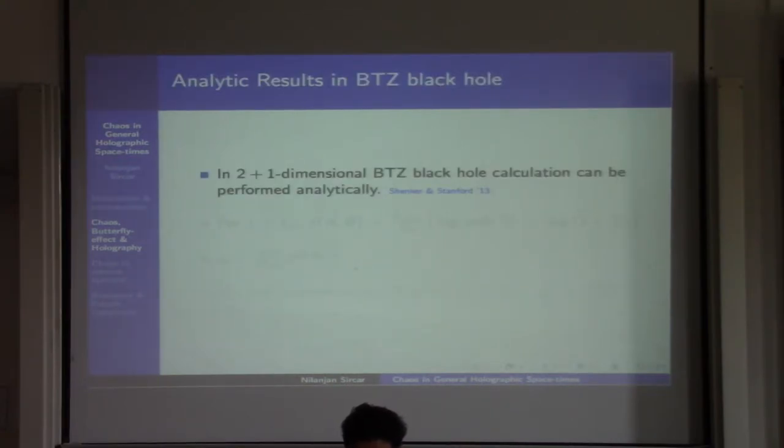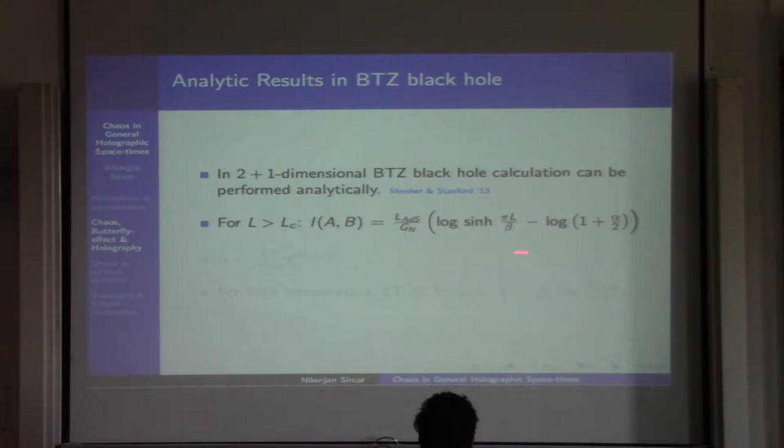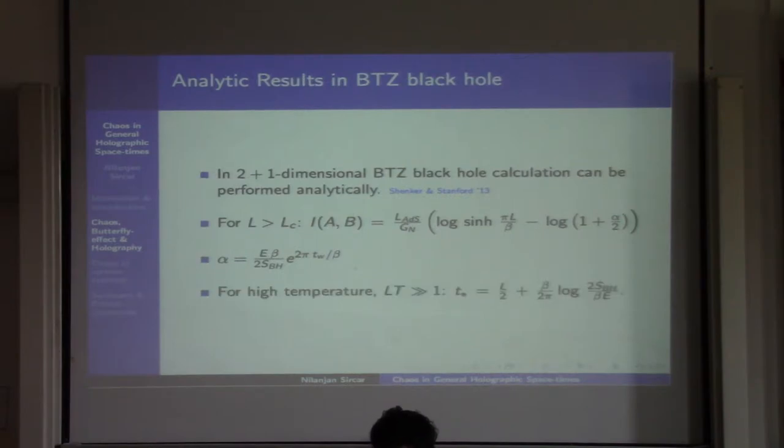So just to show you an analytical result which was calculated by Shenker and Stanford in this BTZ black hole, the mutual information just looks like this. You can calculate it analytically. This is coming from S_A and S_B, which is just a function of length, and then you have this piece which is dependent on alpha, and alpha in this BTZ geometry is just given by this. E by E is initially what I was calling delta M, where E is the energy of the shock wave. You can calculate when this is zero, at least in the limit of high temperature, by that I mean high temperature compared to the subsystem size. So when l times T is much greater than 1, you can calculate it analytically to be this value, the scrambling time. There is this piece which is log of the entropy.